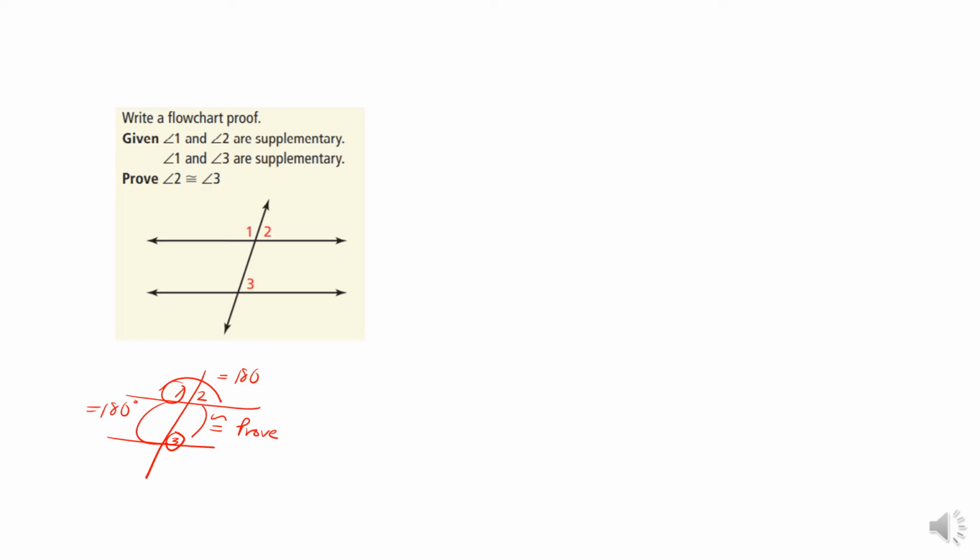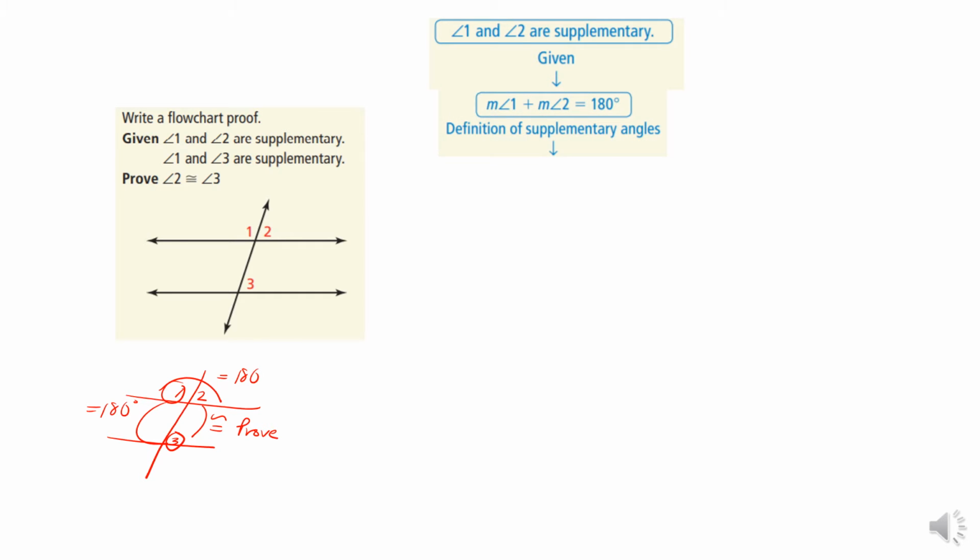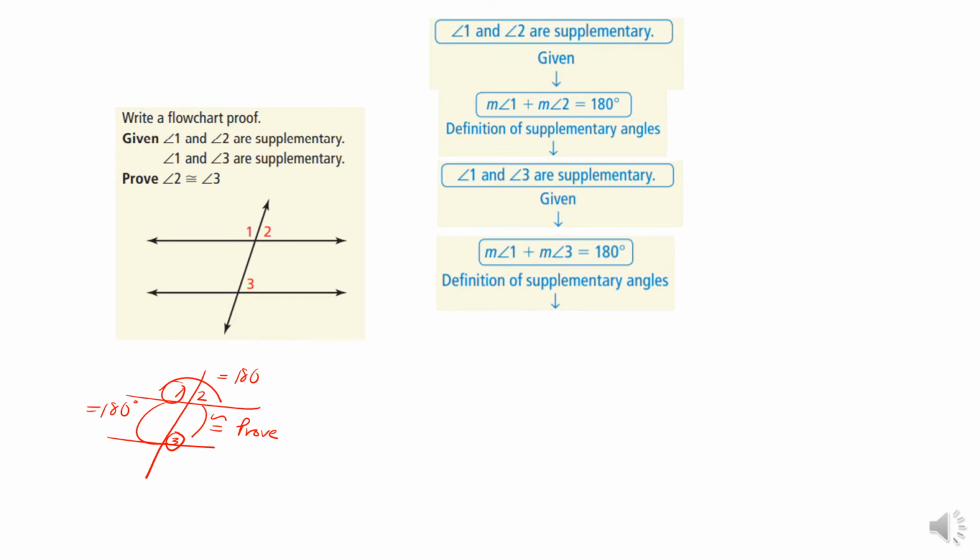So here's our flowchart proof. So we have angle 1 and angle 2 are supplementary. That was given. From there, they go to this follow-up statement. The measure of angle 1 plus the measure of angle 2 equals 180. That's the definition of supplementary angles. Angle 1 and angle 3 are supplementary. That's our second given. And that leads to this fact.